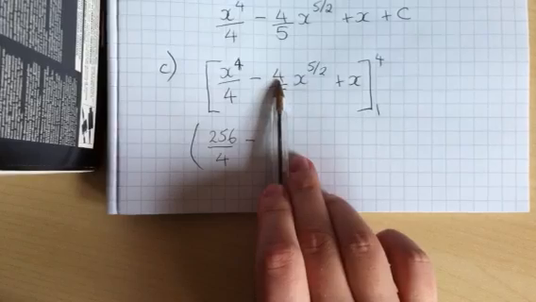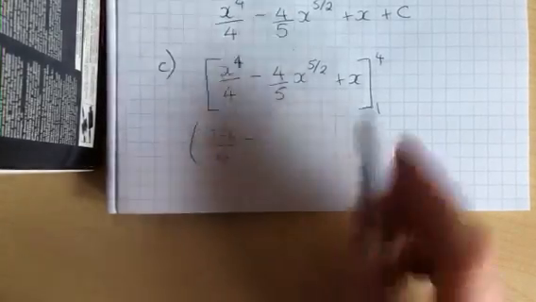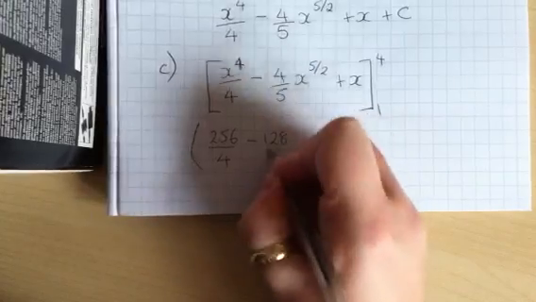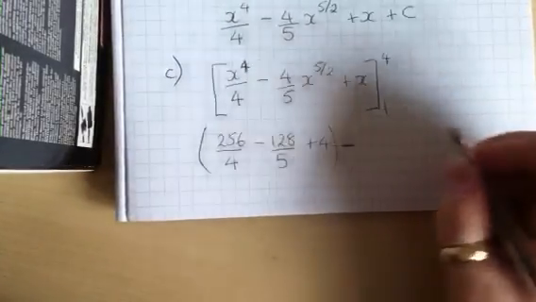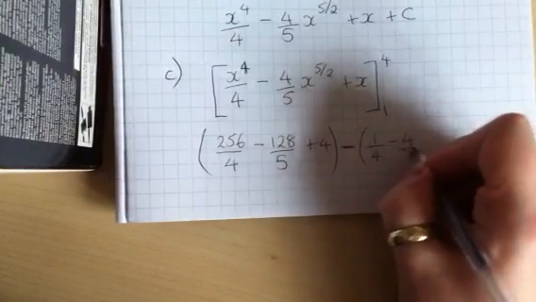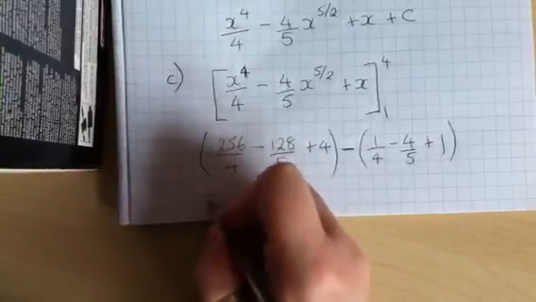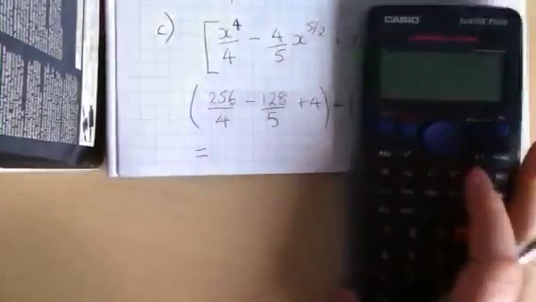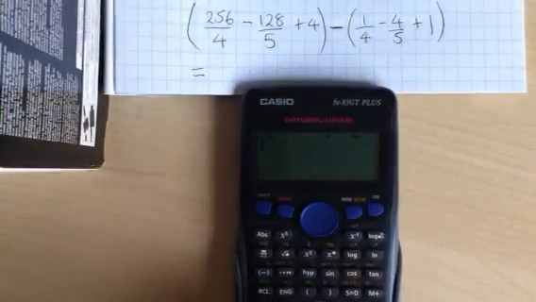32 times by 4, double it and double it again. So that's 32 times 4 is 128 over 5 plus 4 minus, and then substitute your 1 through. So that's an easy one. You just put the coefficients of everything. And you're done. All you've got to do is stick it in your calculator. Use brackets, use fraction keys, anything that you need to do to get this answer correct without making mistakes.